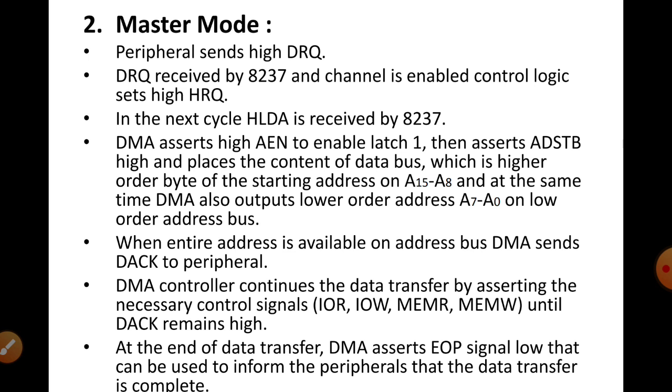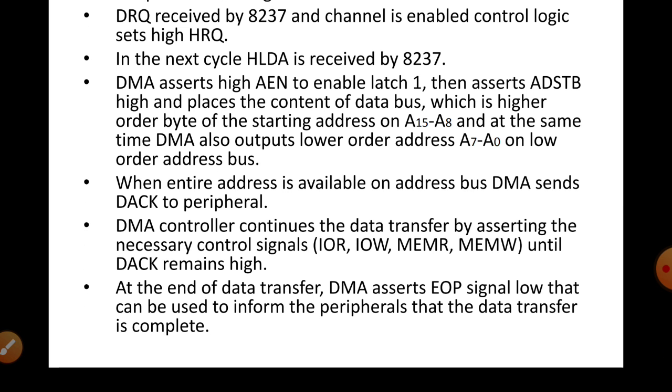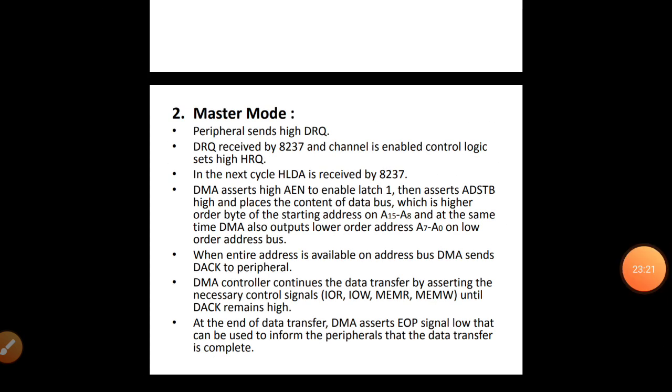Once one byte is transferred, the count is decremented, and this continues until the count becomes 0. Once it becomes 0, it gives the information in the form of an end of operation signal, and only then does it inform the peripheral that all the data transfer is done and complete. So, that is all about the 8237.